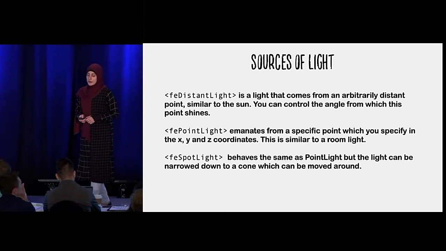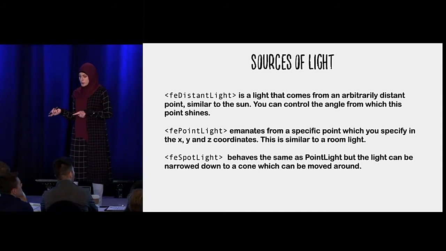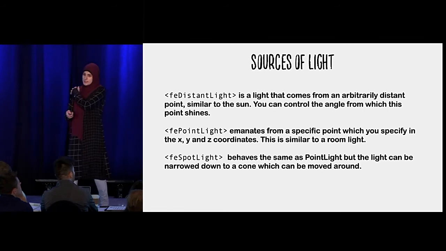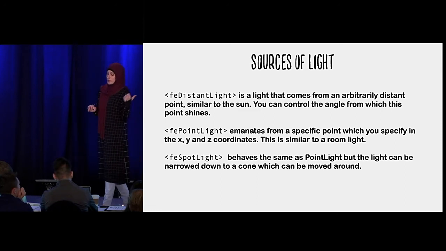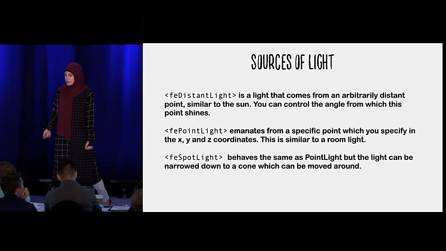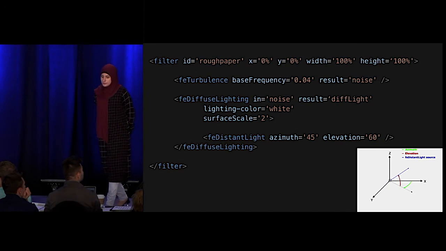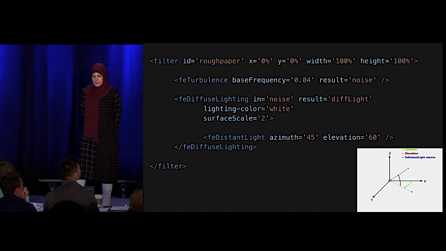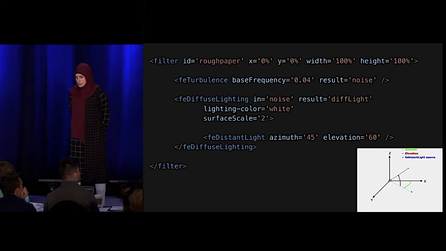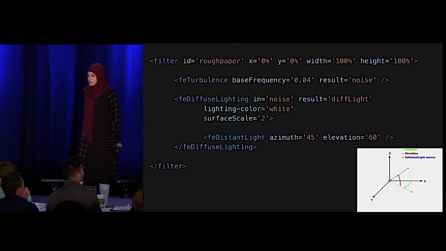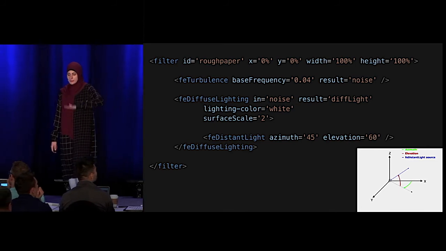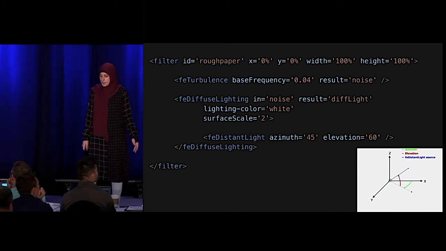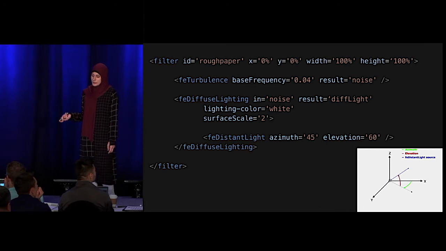To create a light source, we nest the light source inside of the light type, and then we finally specify the lighting color. To light the noise we generated earlier, we will apply a white diffuse lighting emanating from a distant light source. So I have my noise, and I have a lighting effect applied to it. The surface scale value in the diffuse lighting is the Z-index multiplier. Increasing this will create steeper virtual slopes in your texture. So applying this lighting effect to the turbulence that we generated earlier gives us this.